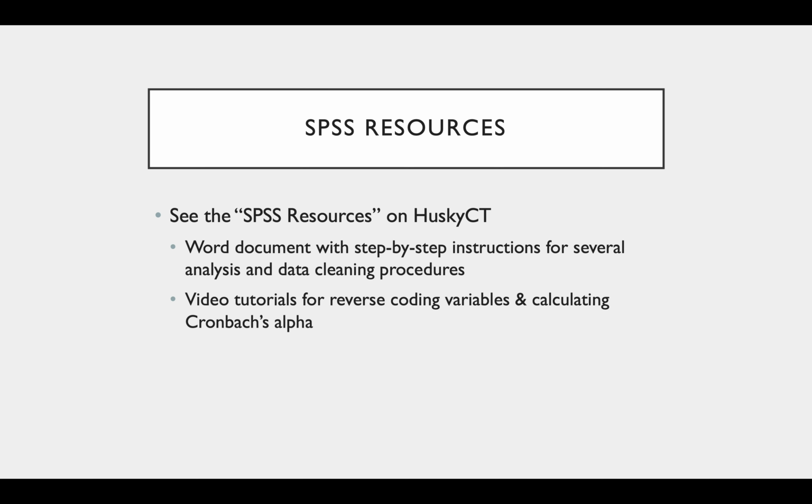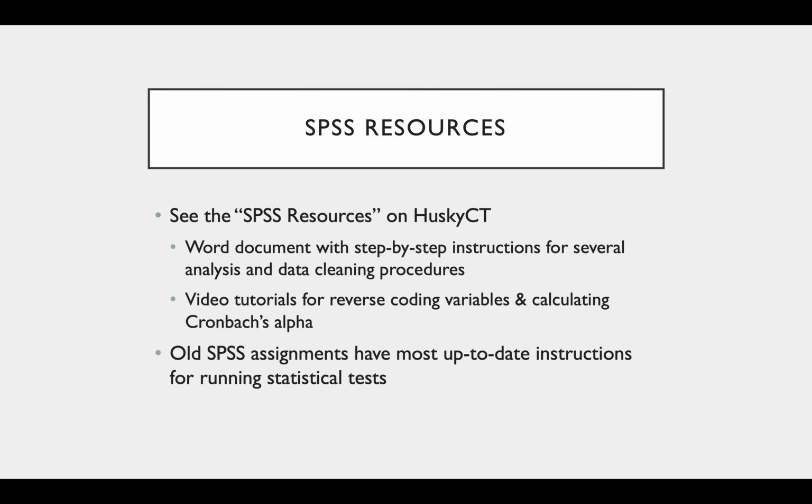There's also video tutorials that I just linked in from YouTube for how to reverse code variables and how to calculate Cronbach's Alpha. Also, your SPSS assignments that you've done so far have the most up-to-date instructions for running these tests because I've gone through and updated them with the newest version of SPSS. And then, of course, you can always ask me. You can check in with your group mates. And of course, Google has 8,000 resources for anything you could want with SPSS.